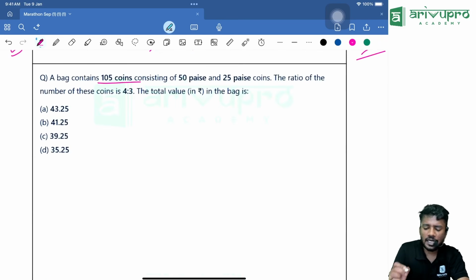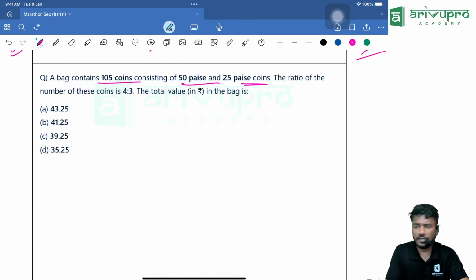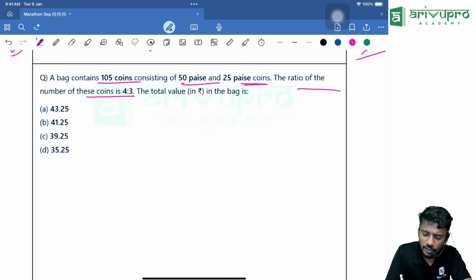A bag contains 105 coins of 50 paise and 25 paise coins. The ratio of the number of these coins is 4:5. So I will first write 50 paise.